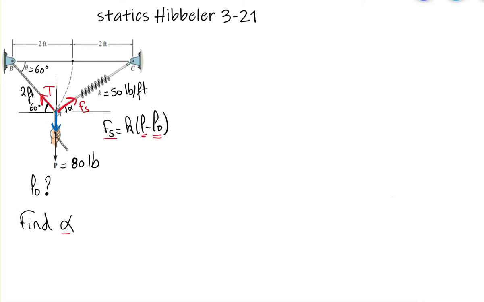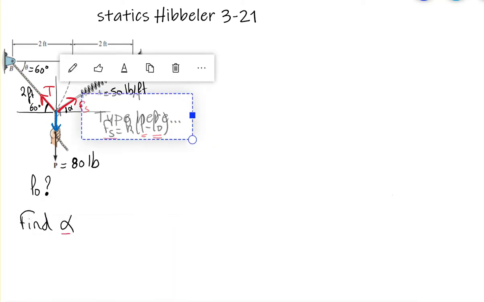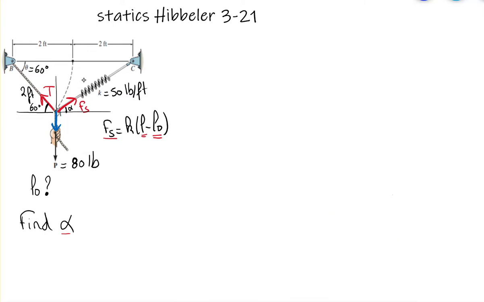So we need to find L, so let's draw in purple. We also need to find L, this distance L there. That's the stretched length of the spring. So we need to find L, and after that we will find the force of the spring to finally find L0. Okay, so that's all the steps.